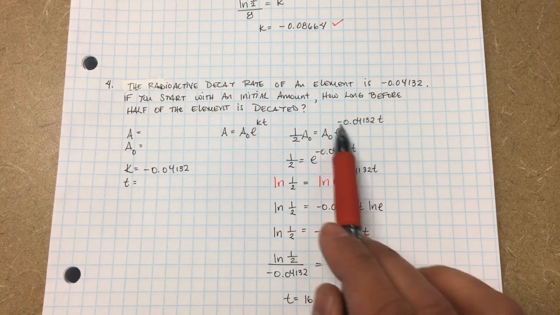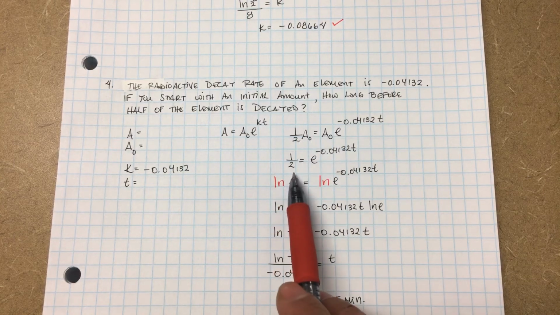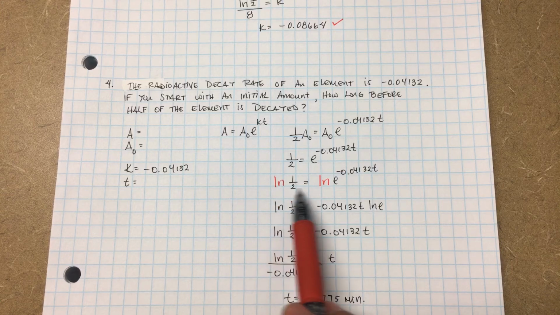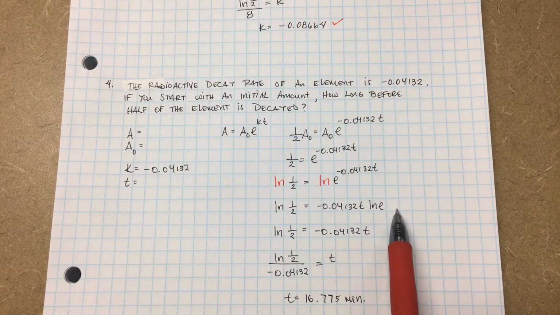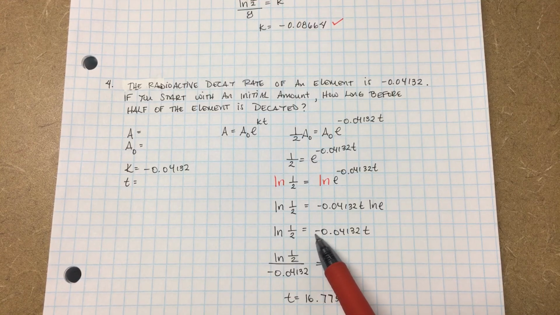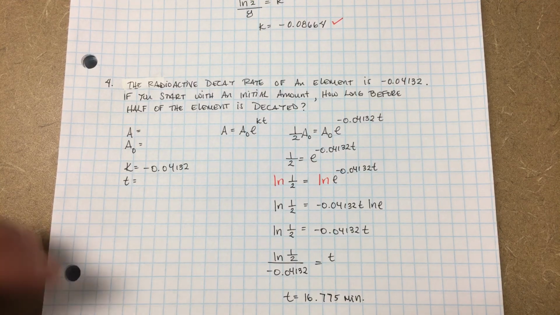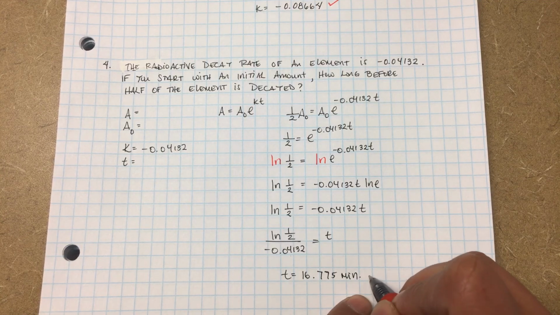Well, they gave us the k rate here. So now we have the a sub 0s canceling out. We have the 1/2. We take the natural log on both sides again. This guy comes down. Remember, now we have ln of e. ln of e becomes a 1. So now we have this value here. Well, we divide by the decimal and put it in our calculator, and we end up with 16, a little over, almost 17 minutes.